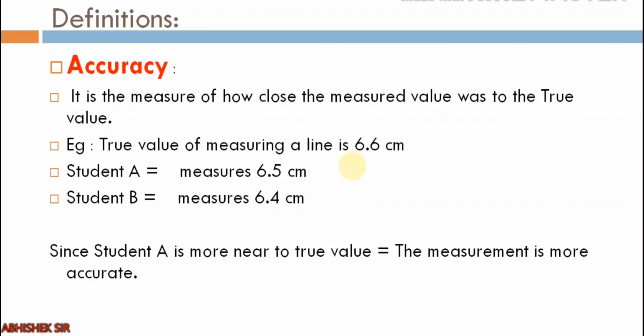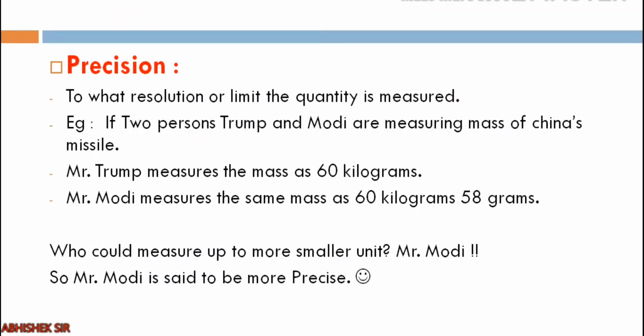Now in the first case we see that both of the students are not 100% accurate, right? Because the true value was 6.6. But out of these two, which student was nearer to the true value? We can see that student A is nearer to the true value. Hence, we can say that the measurement of student A is more accurate. So this is the meaning of accuracy. Clear? How close the measured value is to the true value. Now let us move on to the next one.